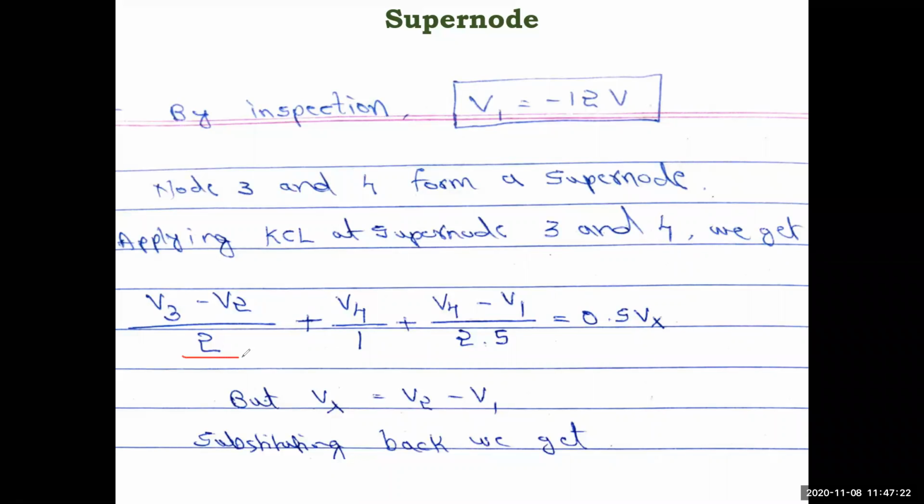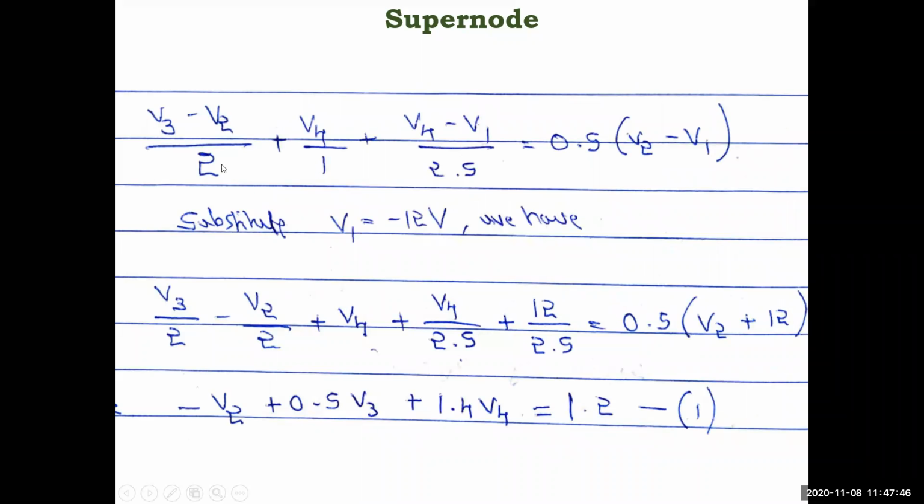If you write the equation: (V3 minus V2) by 2, plus V4 by 1, plus (V4 minus V1) by 2.5, is equal to 0.5 Vx. Vx is equal to V2 minus V1, only that much. No need to take the resistor part; if it is a current, you need to take V by R, Ohm's law. So substituting back in the equation and simplifying, you will get the first equation. Now the equation is everything simplified.